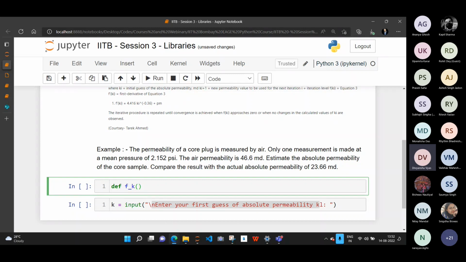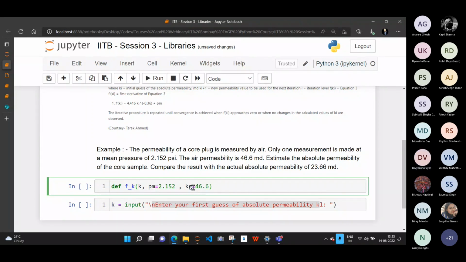We will need the pm and the kg. So we will need the k value, which is our current step, whatever value of k there is at the current step. And we will need the value of pm, which we have with us in the form of 2.15 psi. This is a constant. And we also need kg, which can be provided from the problem statement. So let's assume that air permeability is already given to us, which is 46.6 millidarcy. So let's provide it as a default argument.